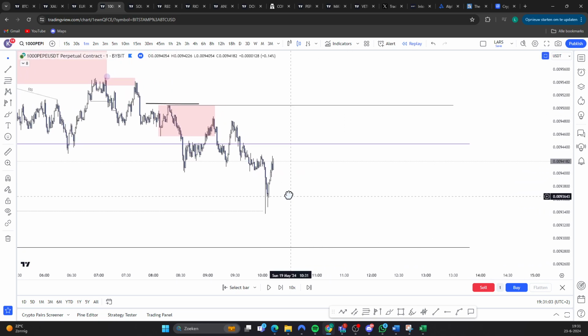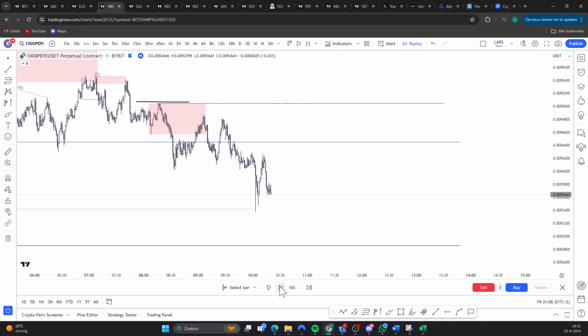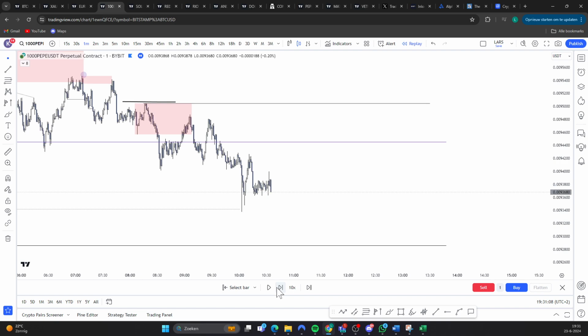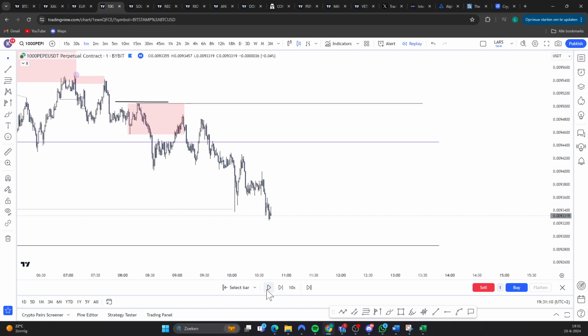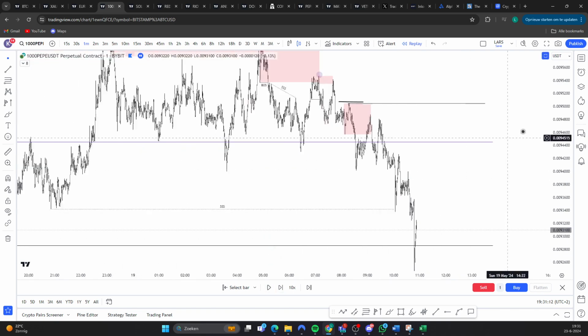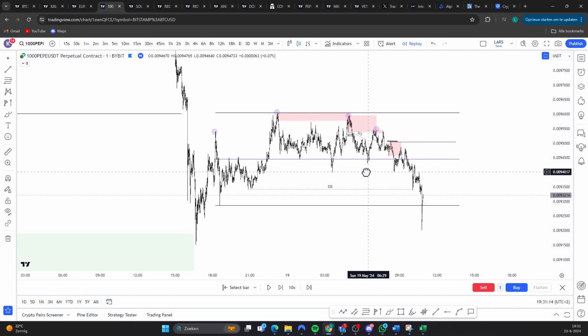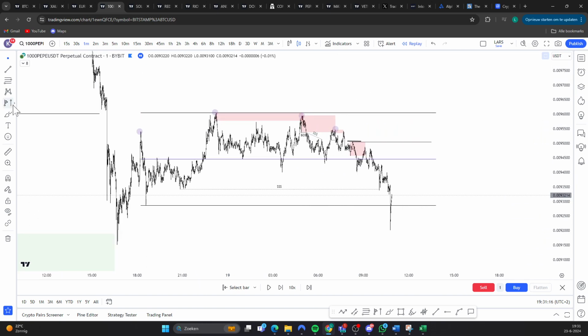See how price develops from here. And we hit the rest of the target. So that was a nice trade. Let me see about this position.